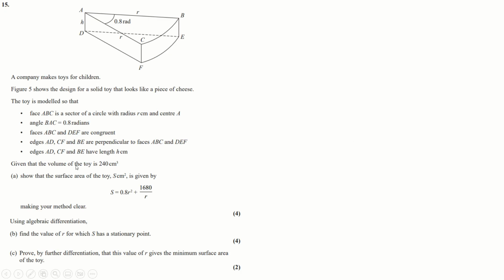We've got to work out something about the volume first. Now the volume is just this area times the height. Now this area, a sector in radians, is r squared theta over 2. So theta is 0.8, 0.8 over 2 is 0.4, so this is just 0.4 r squared. So the volume of this is 0.4 r squared, which is the area of this sector, times by h.